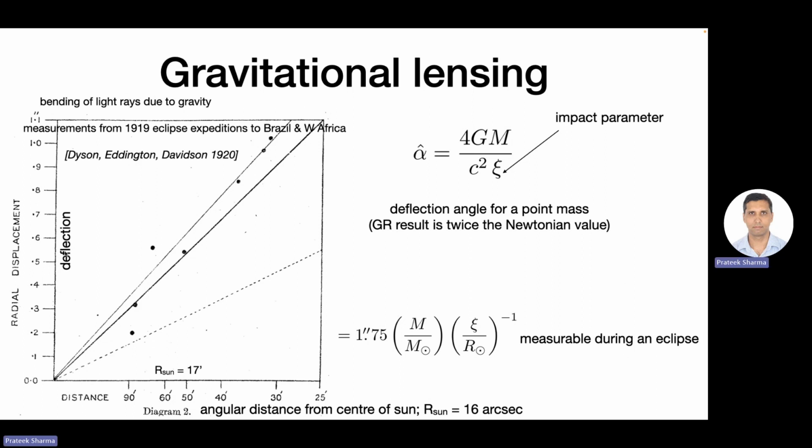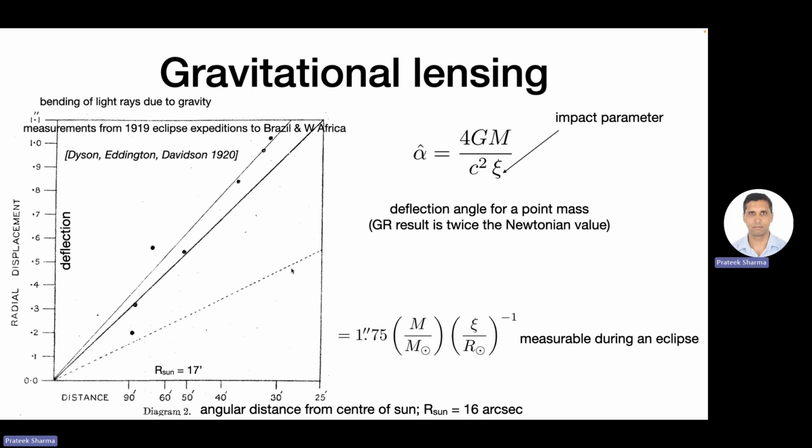So zero deflection means that light is traveling straight. The background star will just go into the sun's and moon's shadow when you expect it. When the distance of the background star from the sun is small, the deflection is larger. These are their data points.